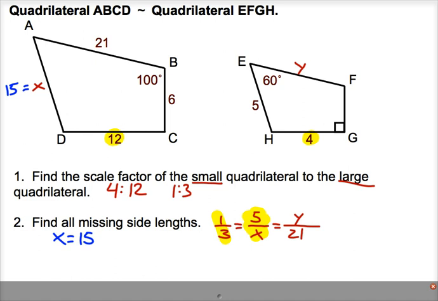Now when I go back to my proportions, I'm going to still use the scale factor of 1 to 3, but now instead of using the 5 over X, I'm going to get rid of that and look at the Y over 12, and I'm going to cross multiply this value. So if I cross multiply here, I get 1 times 21, which is 21, equals 3 times Y, which is 3Y. Divide each side by 3, and I get that Y has a value of 7. So I can come up here and Y equals 7.